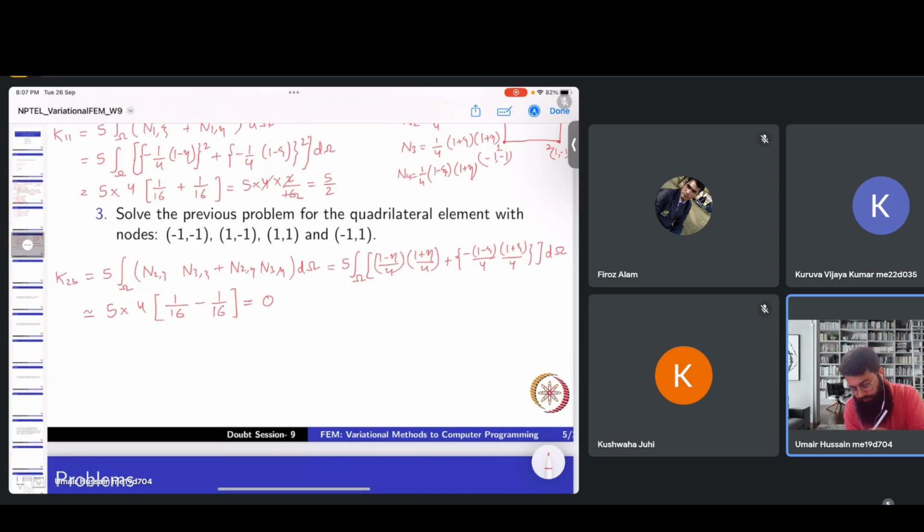Okay, so can we try for k14? So we have n1 comma xi n4 comma xi plus n1 comma eta n4 comma eta.